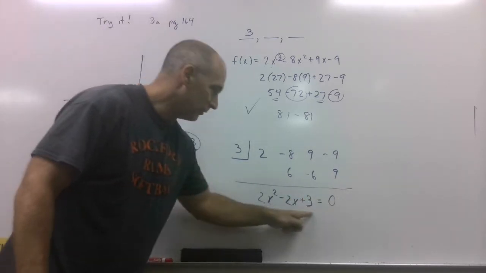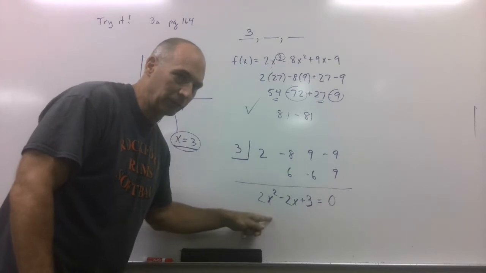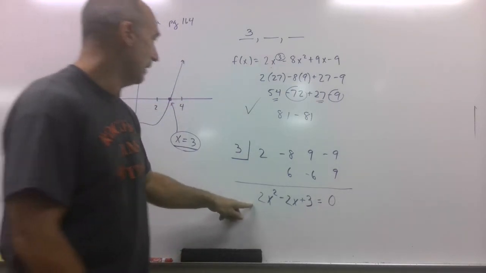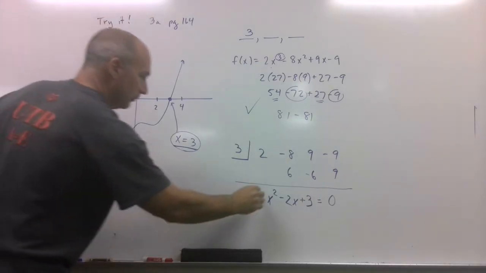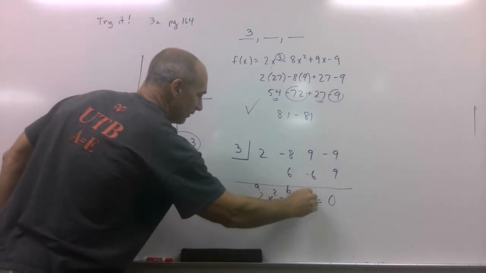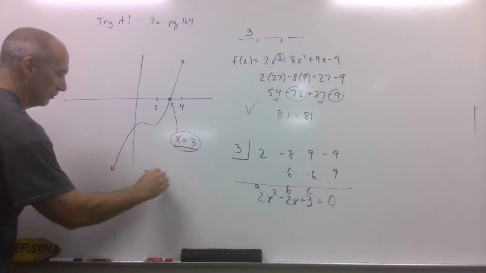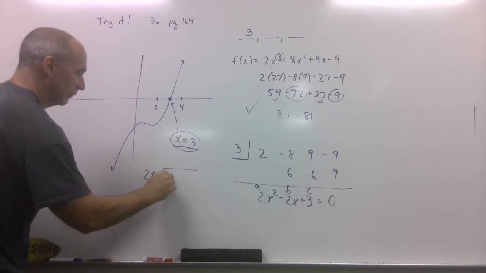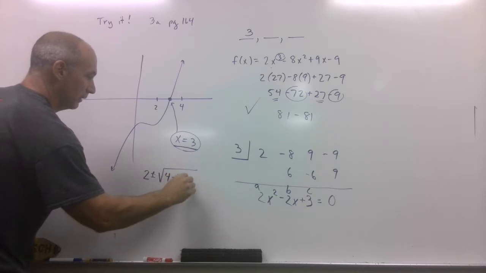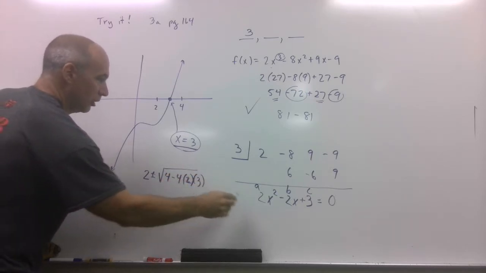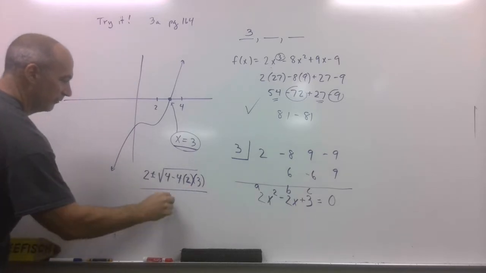Now, if you can factor this, go for it. Doesn't look like it's factorable to me. So what I'm going to do is I'm going to put that in good old quadratic formula with my a, my b, and my c. So negative b would be 2 plus or minus the square root of b squared 4 minus 4 times a, that's a 2, c, all over 2a, which is 4.